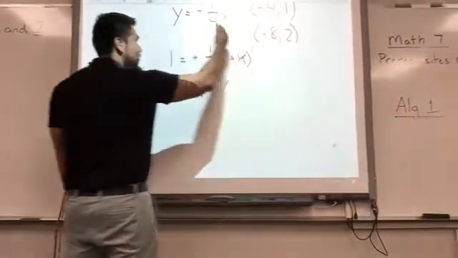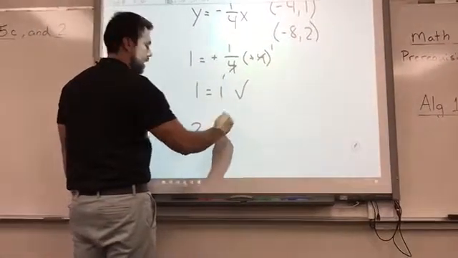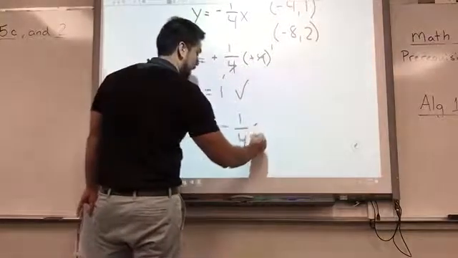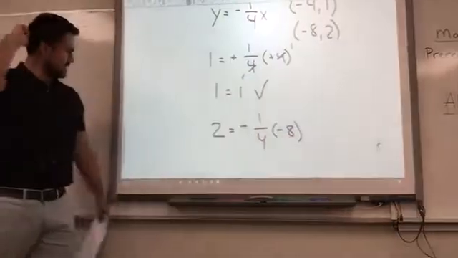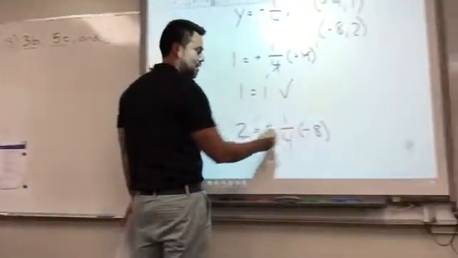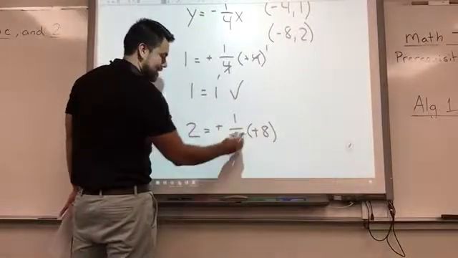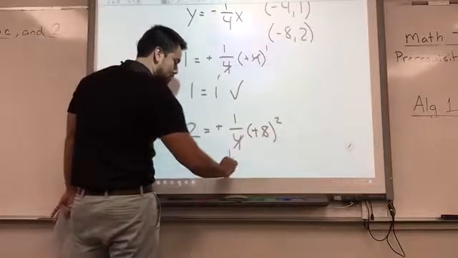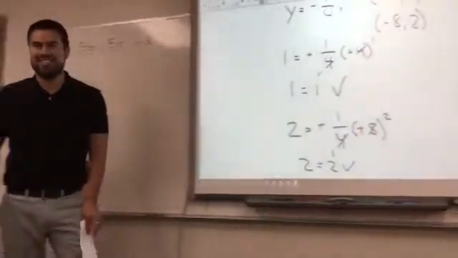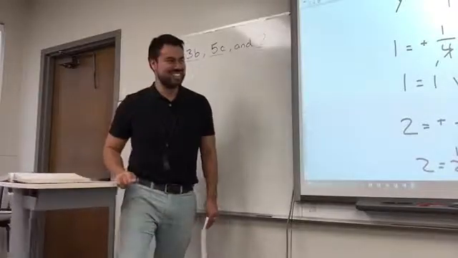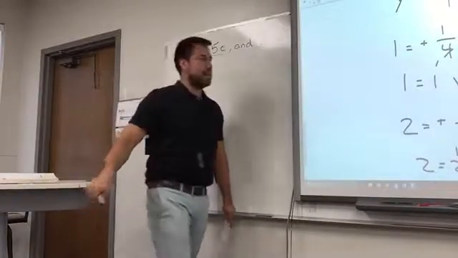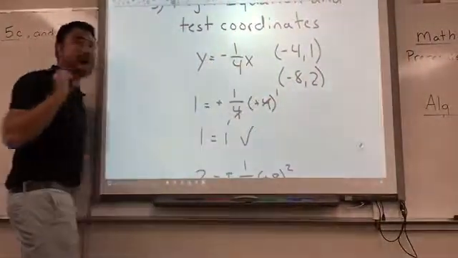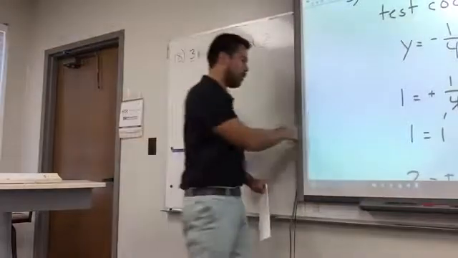All right, let's do another one here to test out the second coordinate. Does -8 and 2 fit? So 2 is for y and -1/4, and x is -8. Does that work? What's a negative times a negative? What happens to this 4 and 8? So what's this right here? Does 2 equal 2? Yes. Okay, 2 equals 2? Okay, does this equation, the one that we came up with, does this describe that pattern? The answer is yes.